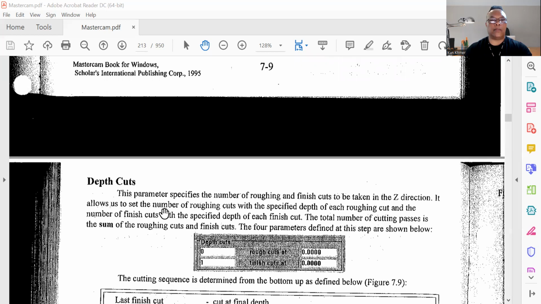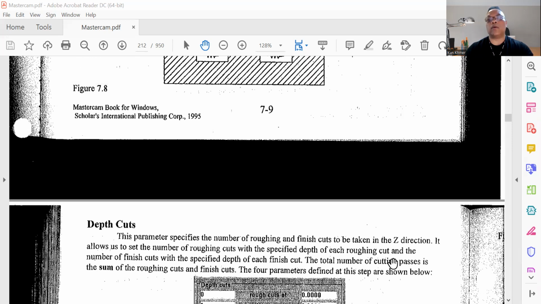So, depth cut. The depth cut parameter specifies the number of roughing and finish cuts to be taken in the Z direction. It allows us to set the number of roughing cuts with the specific depth of each roughing cut, and the number of finish cuts with the specified depth of each finish cut. The total number of cutting paths is the sum of roughing cuts and finish cuts. The four parameters defined as steps are shown below.